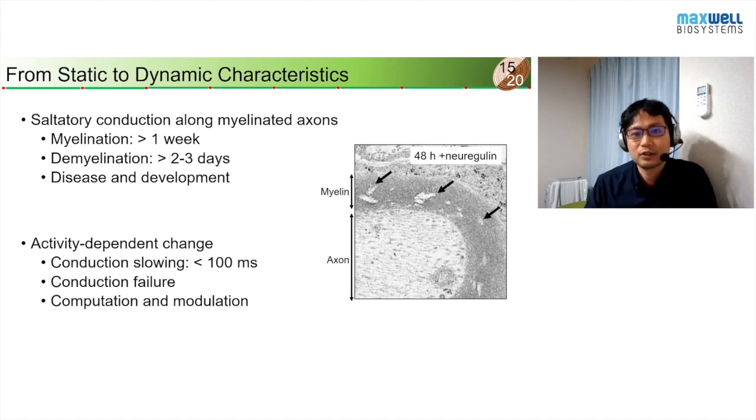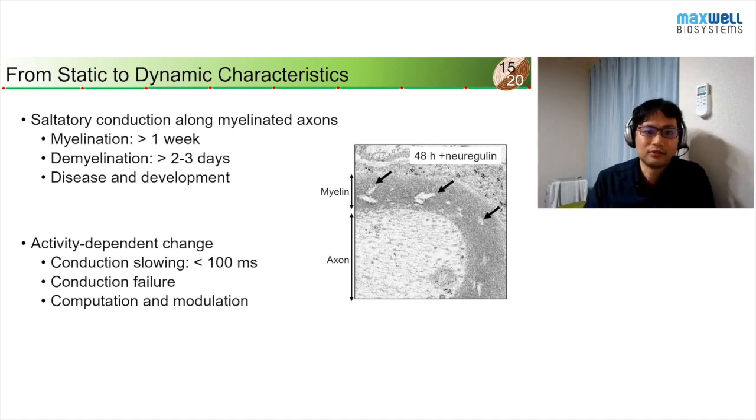Up to now, I have shown our study for detecting saltatory conduction. We think saltatory conduction is a static characteristic because myelination takes more than 1 week. And now, as a next step, we are also trying to induce demyelination. After demyelination treatment, we observed degeneration of the myelin sheath, as indicated by the black arrows in the photo. And the demyelination process also takes more than a few days. So these characteristics do not change quickly.